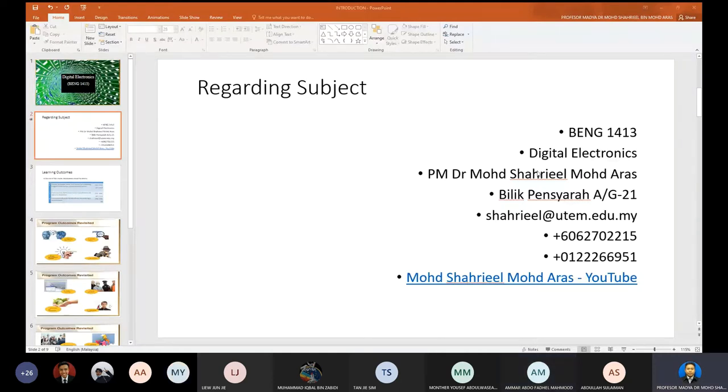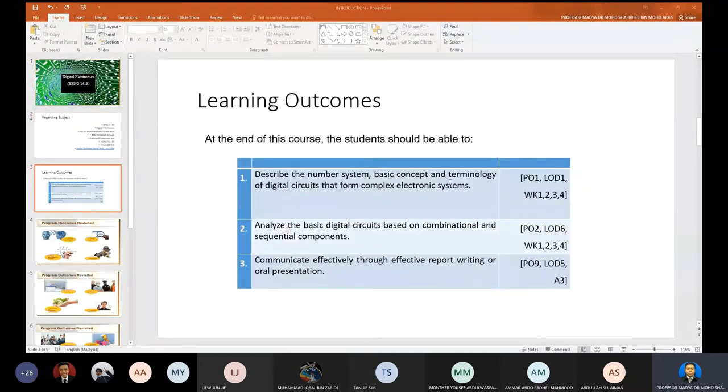Alright, I'll go straight to the learning outcomes. Currently we are on the learning outcome slide. Can you see the learning outcomes for our subject? Yes, doctor. All right, so on this subject we have three learning outcomes. I think you all know what a learning outcome is.